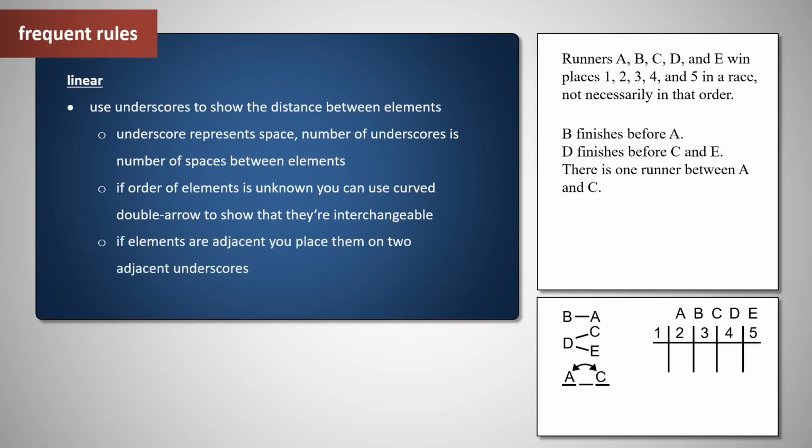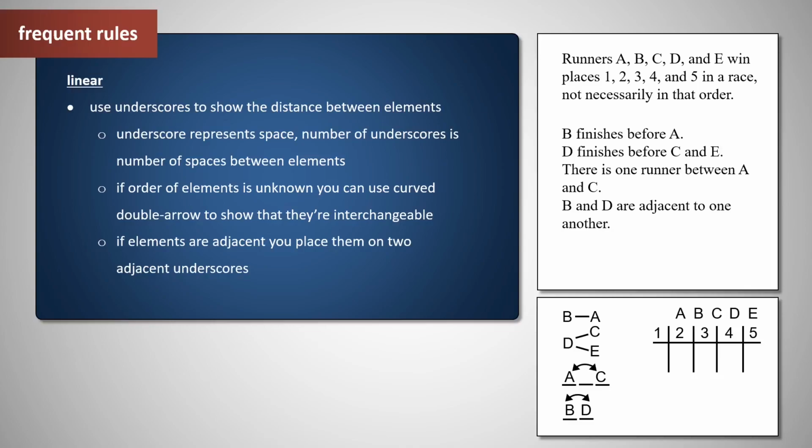Now, if the elements are adjacent, you can simply place them on 2 adjacent underscores. And that's why I want you to use the underscores, because they let you know that you're dealing with slots, you're dealing with spaces. So for example, if you have a rule that says B and D are adjacent to one another, you can draw that like this, where you have B and D right next to one another with 2 underscores, and once again we've got the curved double arrow because we're told that they're adjacent, but we don't know which one is first. So this is how I would like you to symbolize those rules that do involve distance.